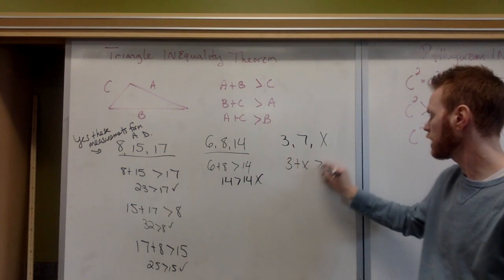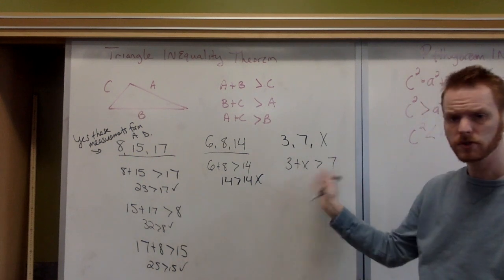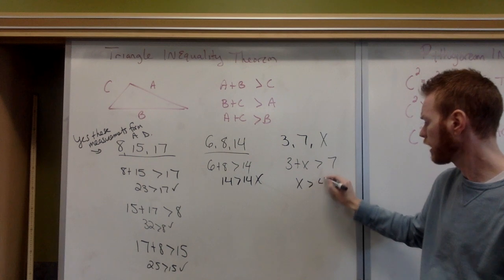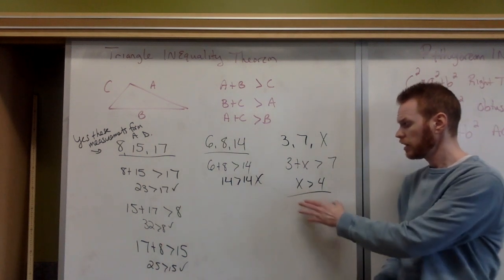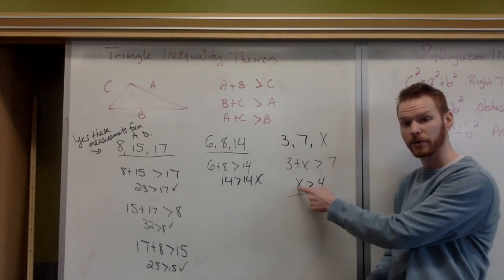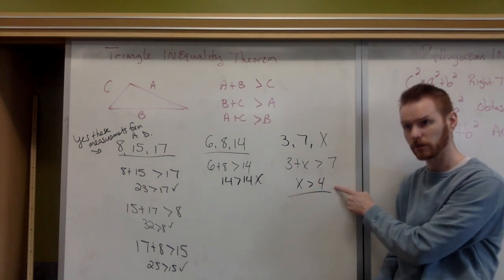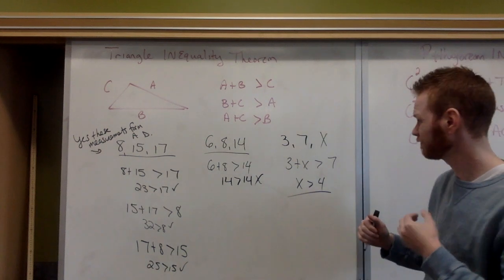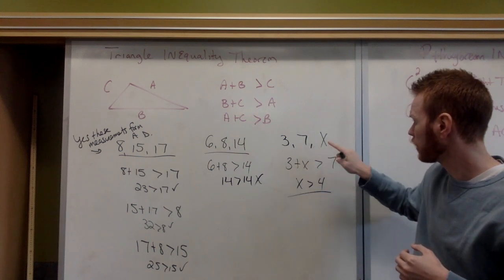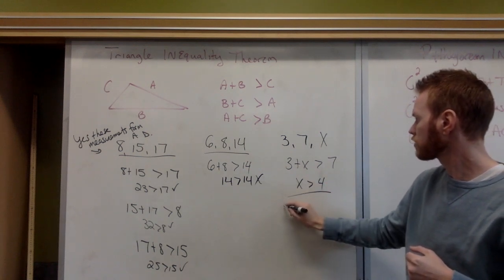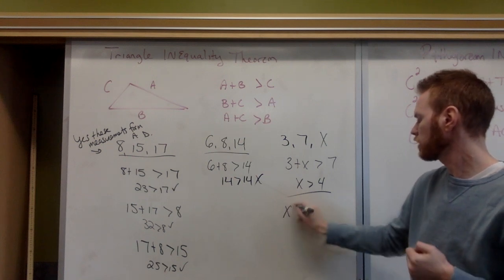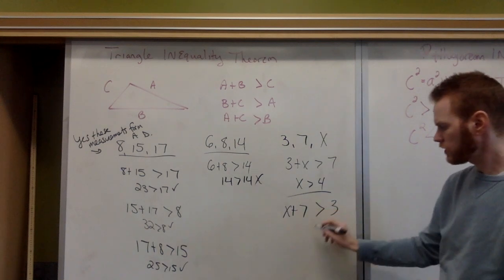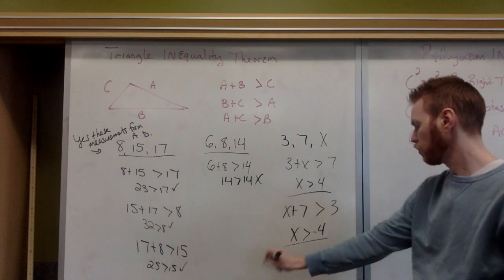3 plus x, is that bigger than 7? If I solve this, I subtract 3 to the other side, so I get x is greater than 4. Notice that's telling me that my third remaining side has to be bigger than 4. I'm getting a range of values. All right, now we're going to look at another set of sides. How about x plus 7 is greater than 3. Subtract 7, I get x is greater than negative 4.